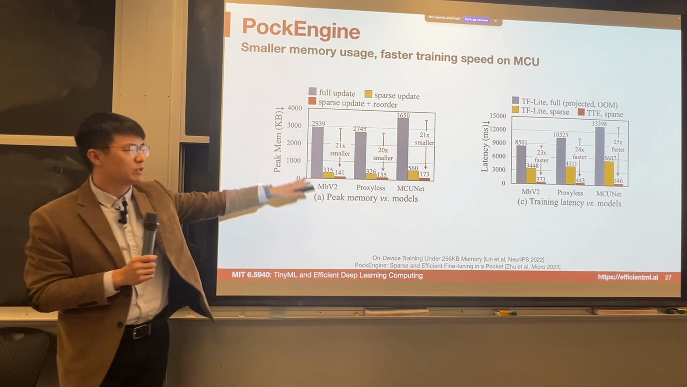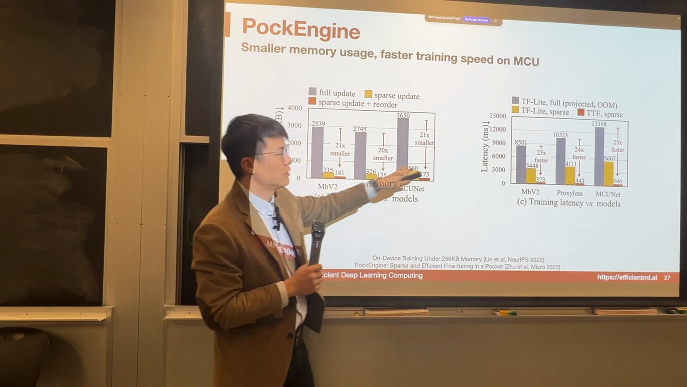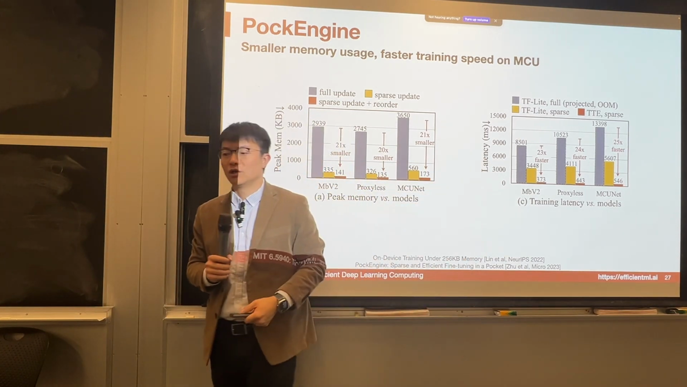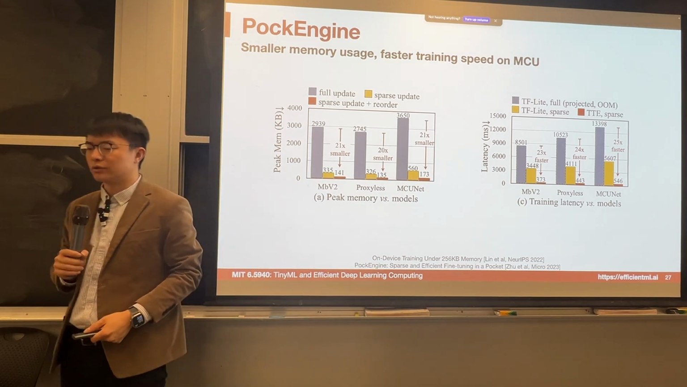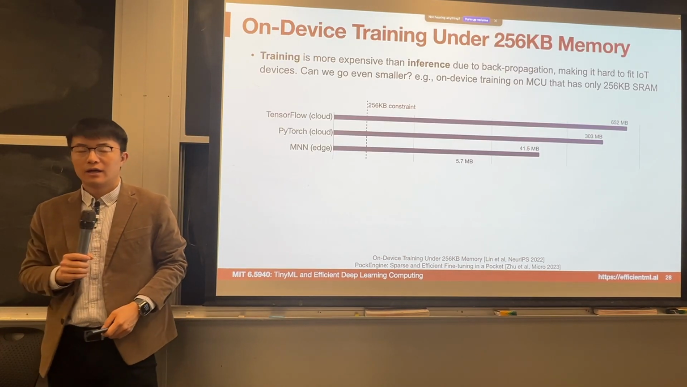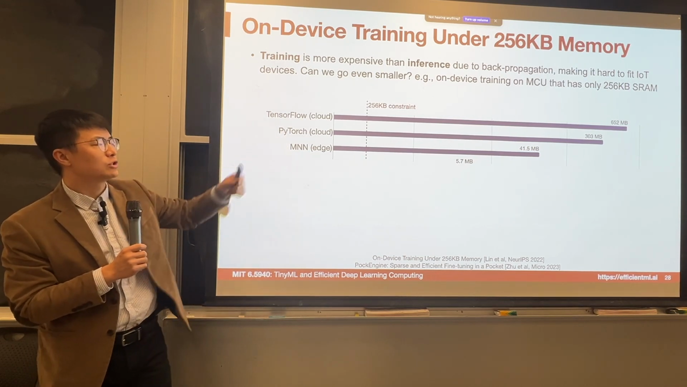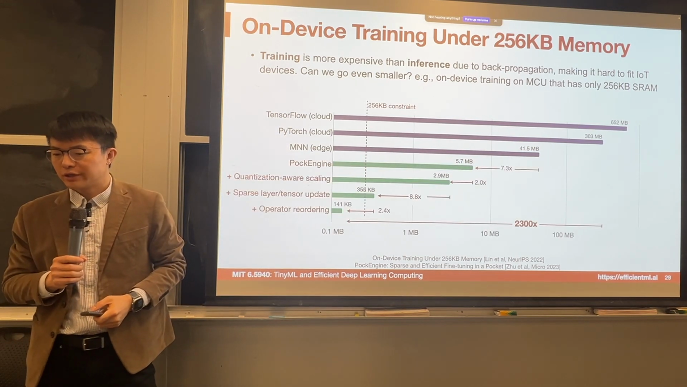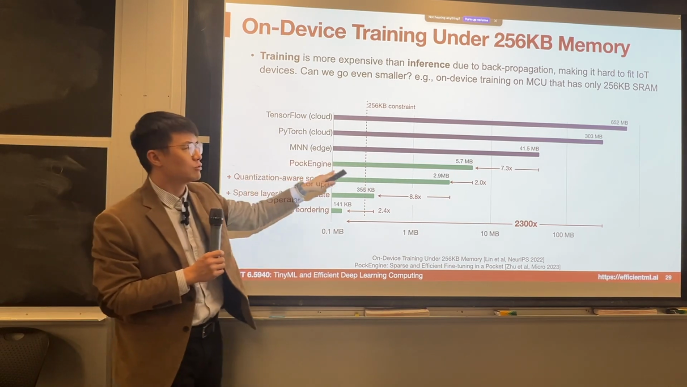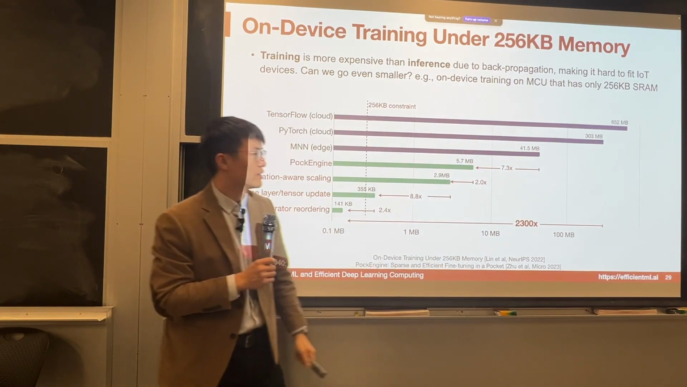So this is comparing the speedup. This is the memory reduction versus the training latency reduction measured on microcontroller. And this is giving a comparison from TensorFlow to PyTorch to MNN. Actually, we can apply PockEngine to further reduce it by about 7x.